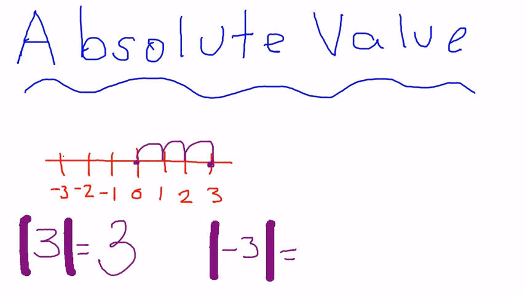Negative 3 is over here on our number line. To get from 0 to negative 3, we take 1, 2, 3 jumps. So you can see that 3 and negative 3 have the same absolute value, 3.